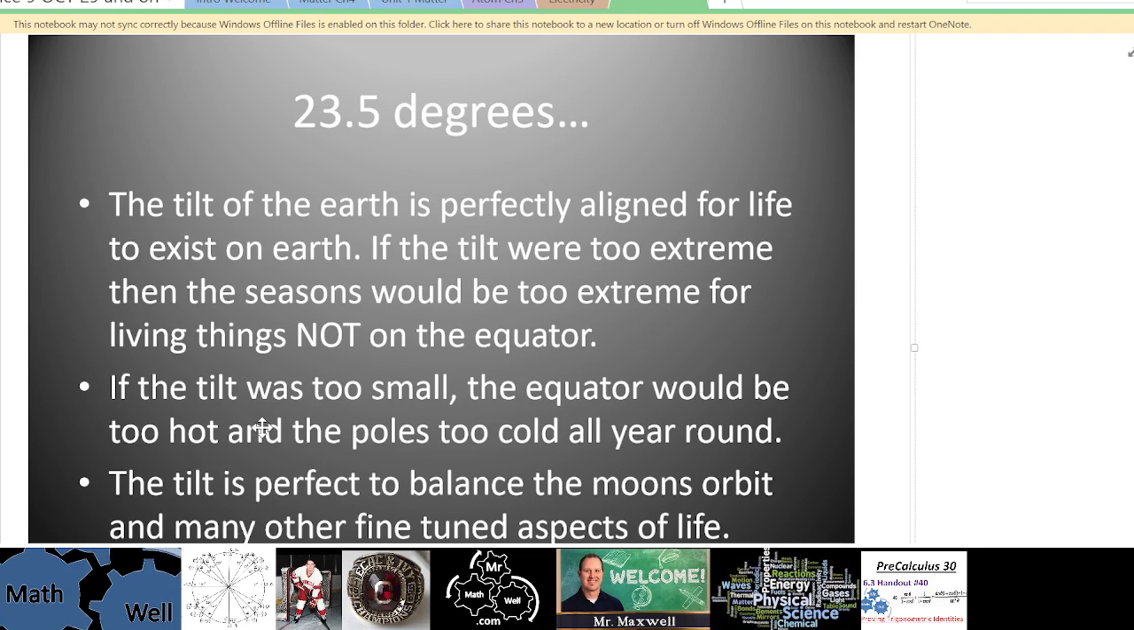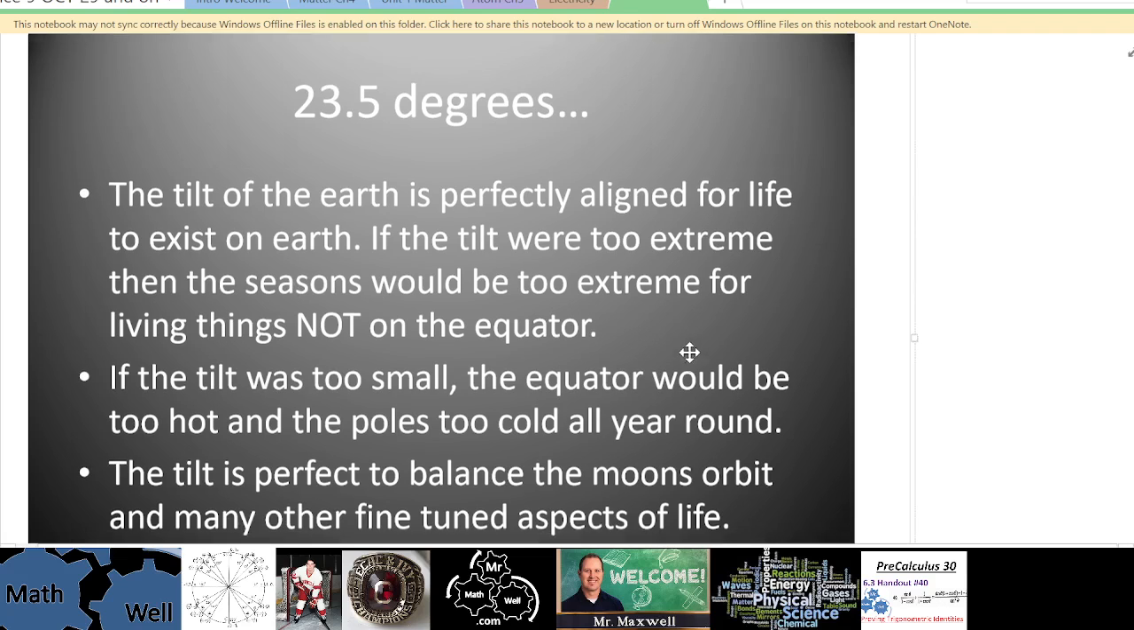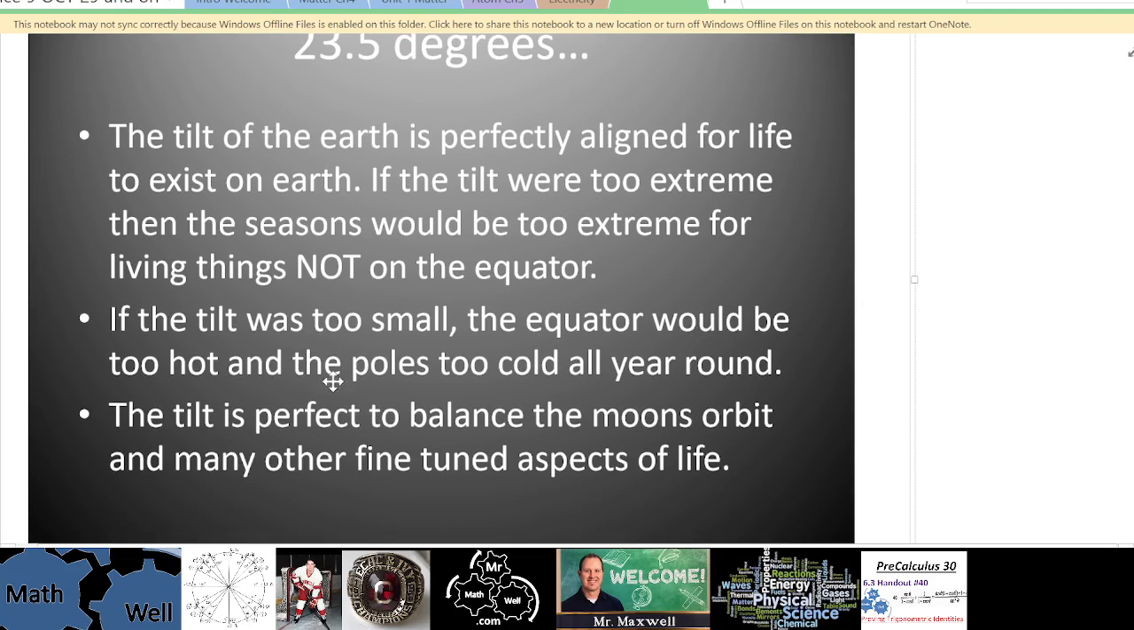Probably wouldn't be able to live north of where we live now, like north of the Tropic of Cancer, south of the Tropic of Capricorn, like we talked about the other day. So if you live too far north, it would be just uninhabitable. We'd all have to live closer to the equator to survive. Also, another thing, the tilt is perfect to balance the moon's orbit and many other fine-tuned aspects of life. Okay? So there's a lot of things that are tied to the tilt and the axis of the Earth. So we should be pretty thankful that the Earth is tilted at 23.5 degrees.